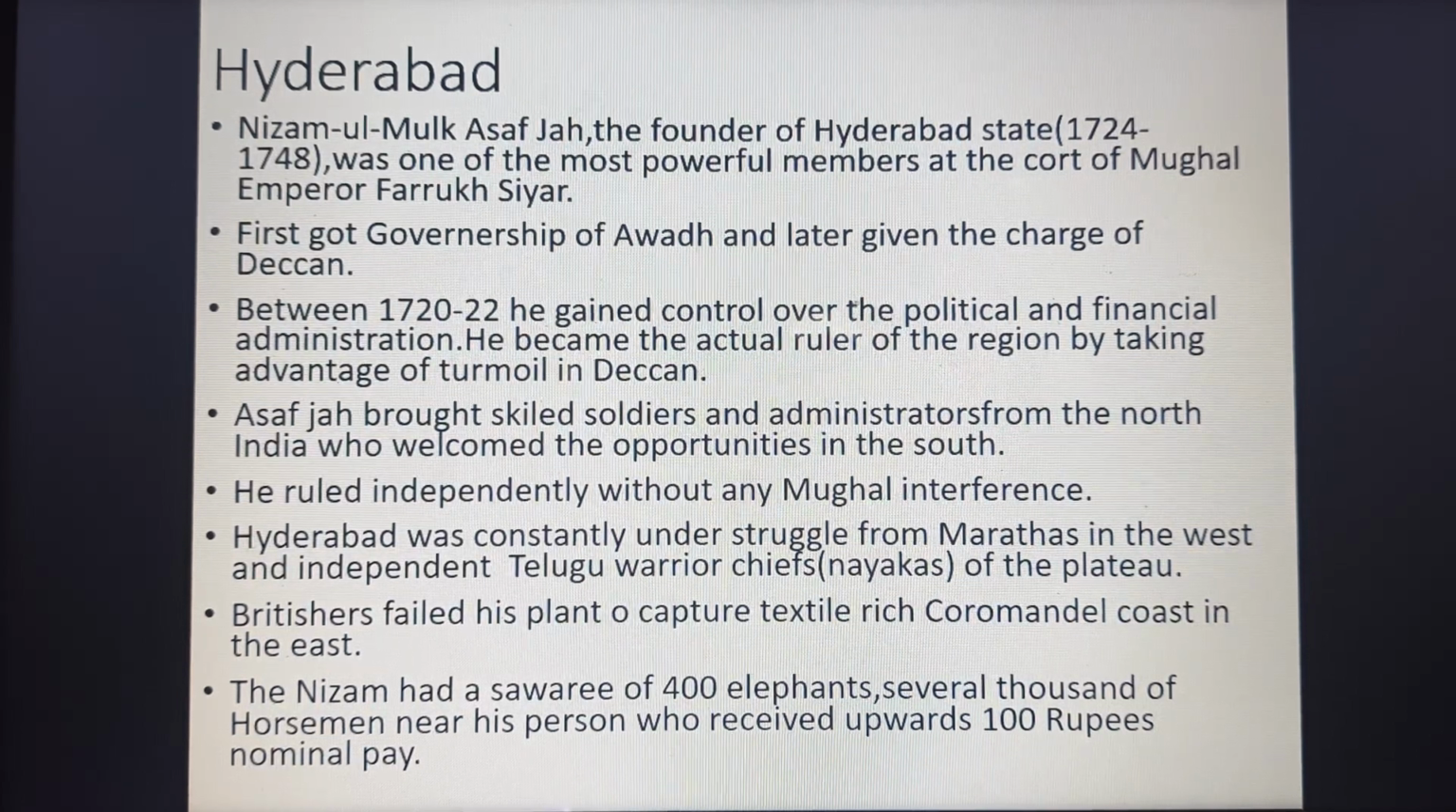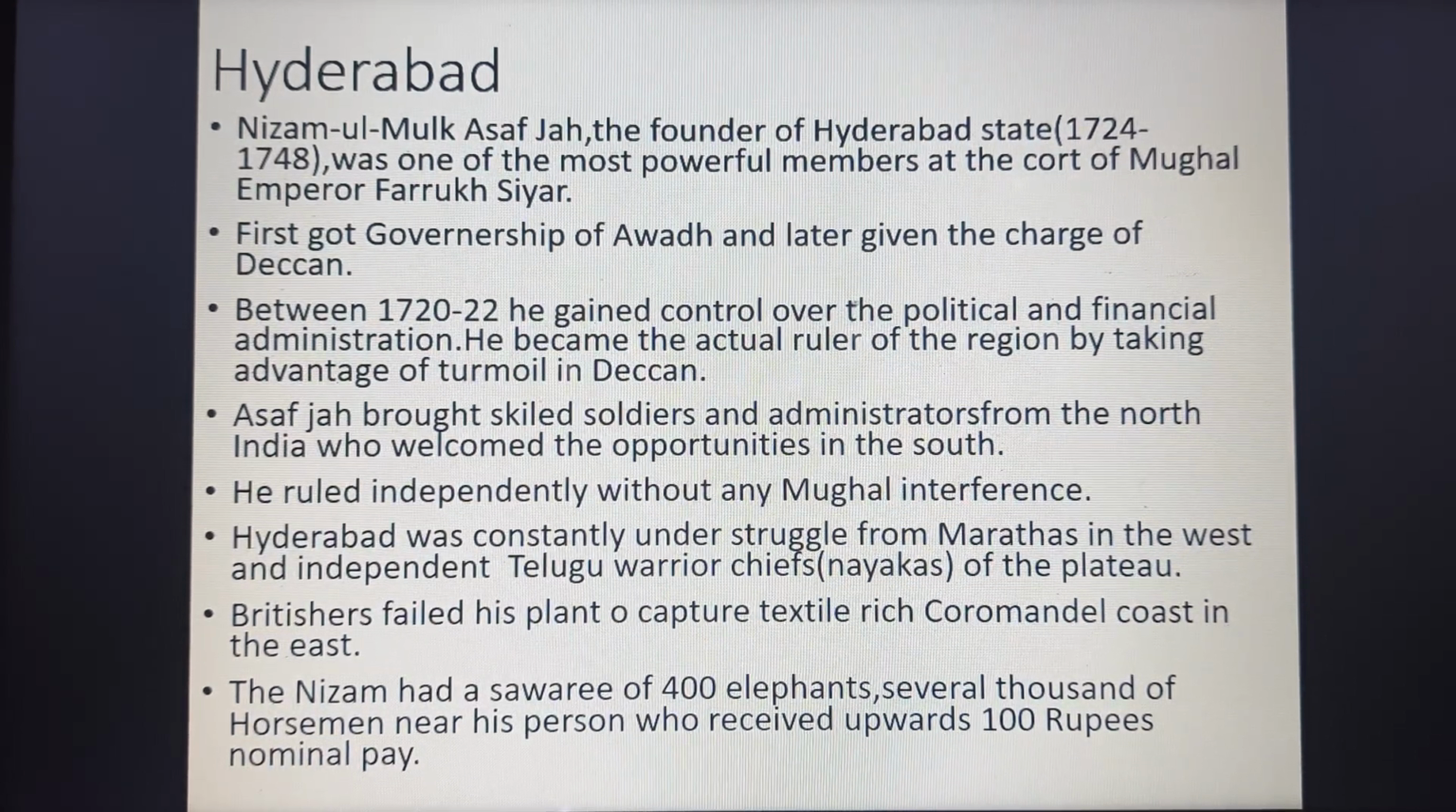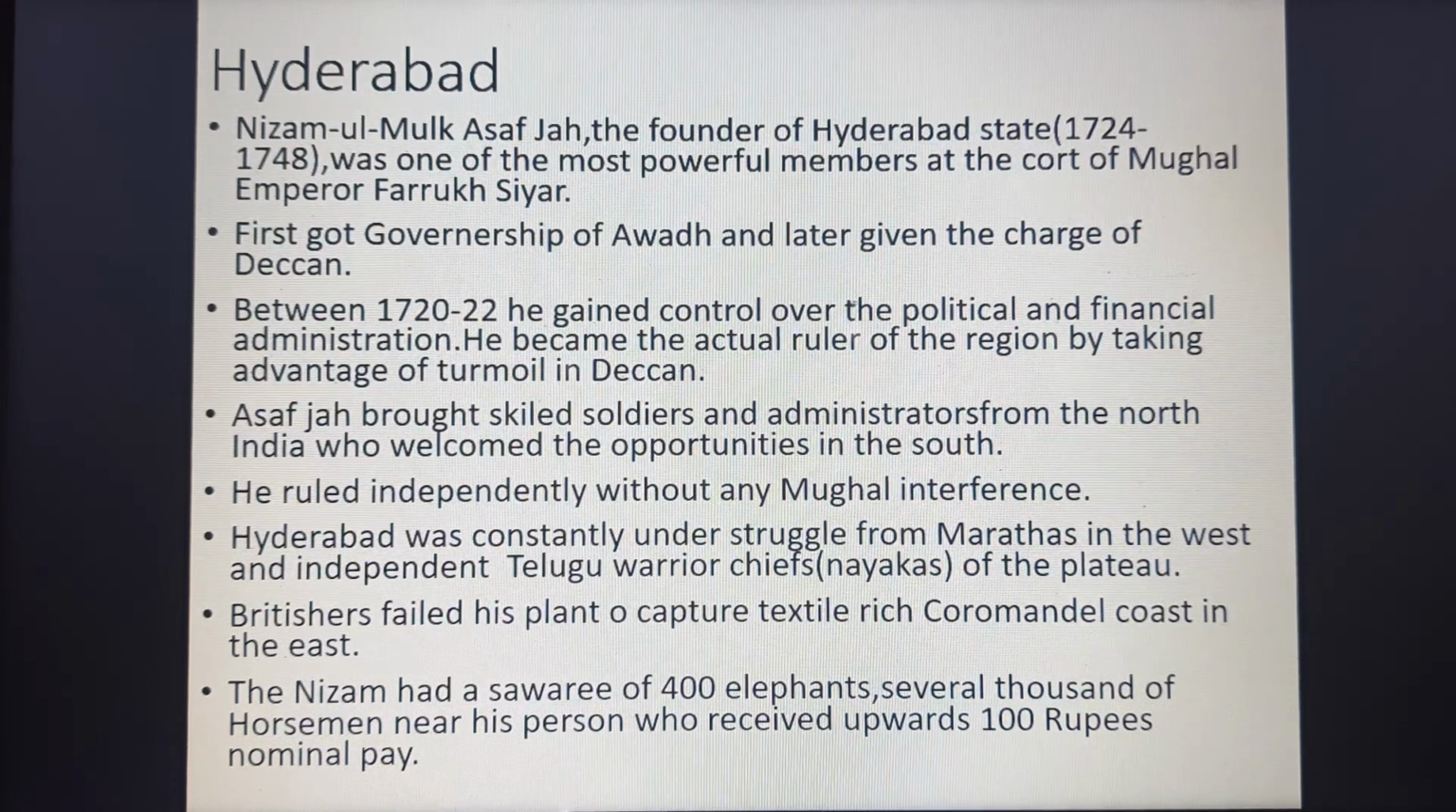No Mughal emperor was disturbing him. The way he was ruling, nobody was there to interfere with him. Hyderabad was constantly under struggle from Marathas in the west and independent Telugu warrior chiefs, Nayakas of the plateau.